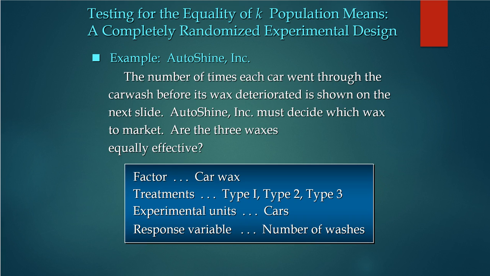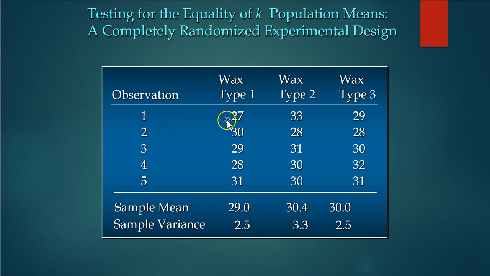So here's our data set. We've got our waxes and the number of times we went through the car wash. Our sample means are 29, 30.4, and 30, and our sample variances are 2.5, 3.3, and 2.5. Again, some of you might say, listen, the sample means, yes, they differ. One's 29, one is 30. They're different from each other. Yes, but are they statistically significant? Are they different enough from each other that we wouldn't expect a difference by random chance? And that's what we're trying to prove out.